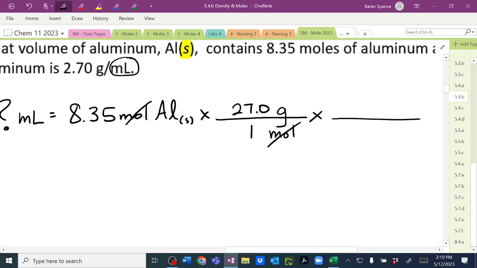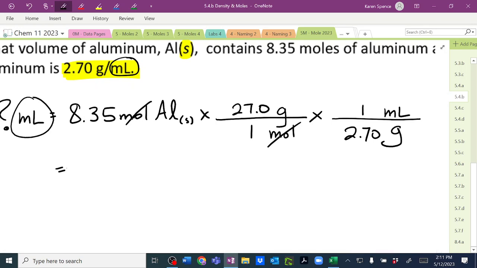Now that we have grams, what do we want to do next? We want to find the volume. Do we have a conversion factor between grams and milliliters? Yes, we do. It is right here. So we have grams on the bottom and milliliters on the top, 2.70 grams per milliliter. And we get 8.35 times 27 divided by 2.7. This is going to be a nice number because those both divide by each other.